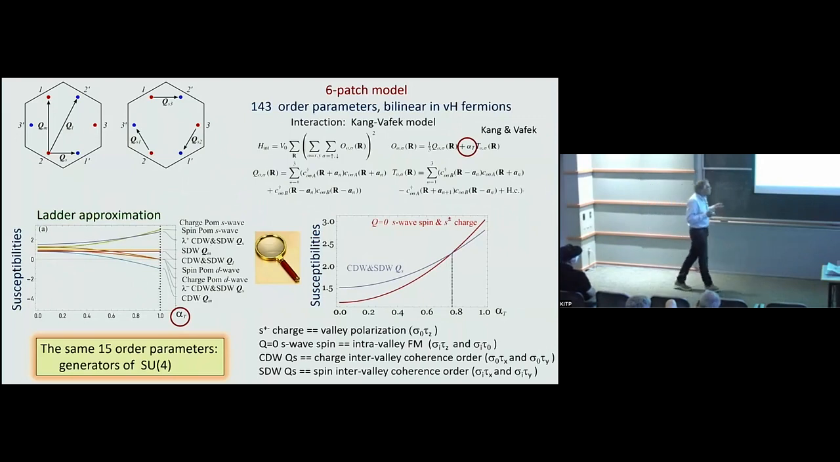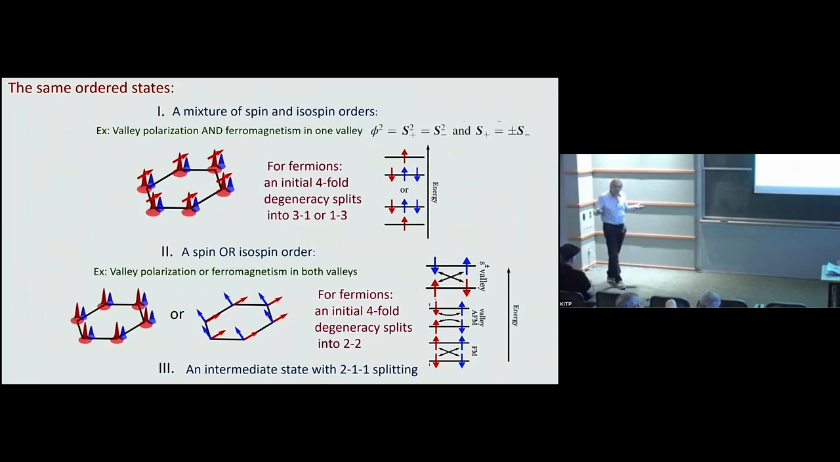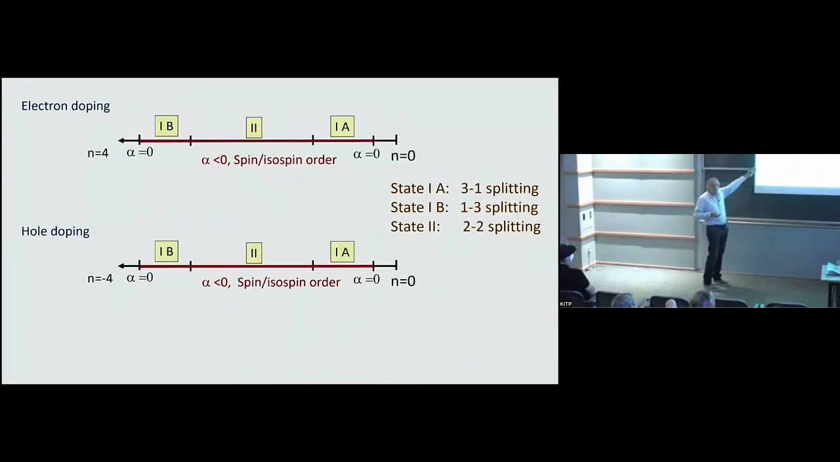This is the same 15 orders. Same generators, or they form a joint representation of SU(4). And then, therefore, you have the same ordered state. One is, again, valley and spin, another is either valley or spin, which means the same line of transformations under Hall or under electron doping. The difference is now it's real doping. I go from n equal to 0 to n equal to +4 or n equal to -4. And my Van Hove points, actually, they start on both sides of the chemical potential, 2 of them. They end up both either on the left or on the right of the chemical potential.